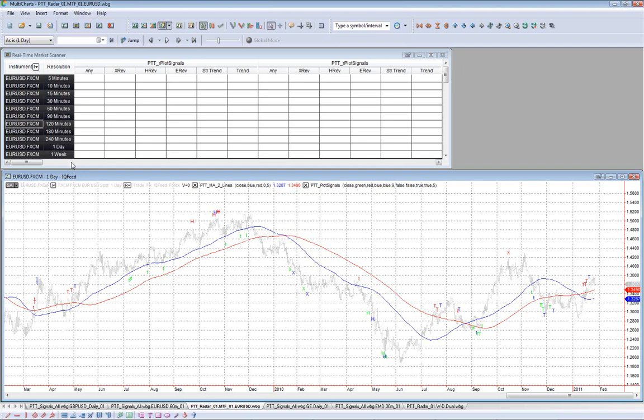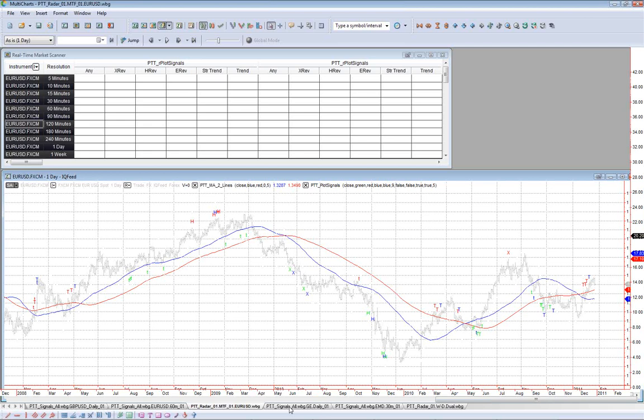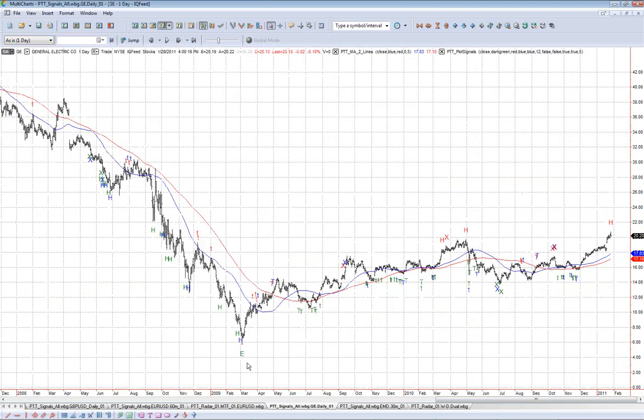I want to show you also GE, this equities symbol, because of the exhaustion reversal. And remember I told you the exhaustion reversal is very rare. You don't see it that often, but here it is. Here's a green E reversal in March of 2009.